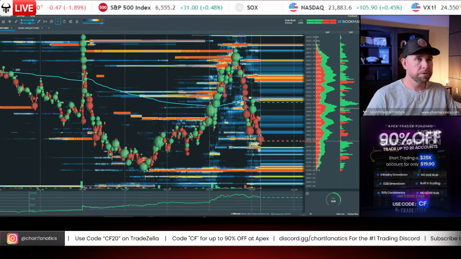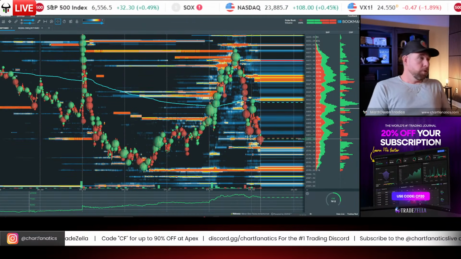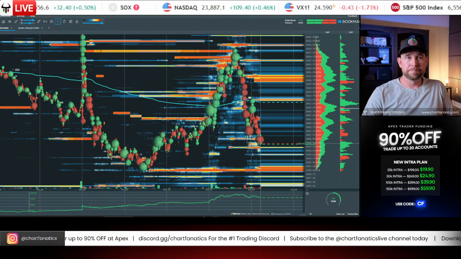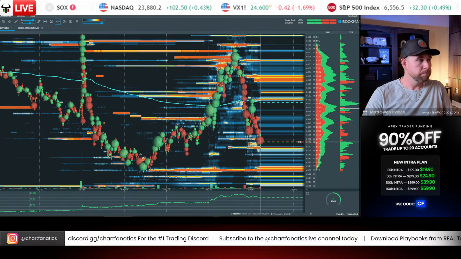So a couple of scenarios that I'm watching out for here. Again, really just focused on staying very patient here until I see something really quality set up. Looking for quality, not quantity right now.